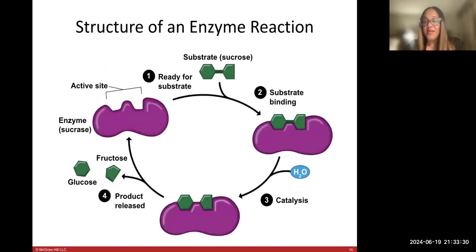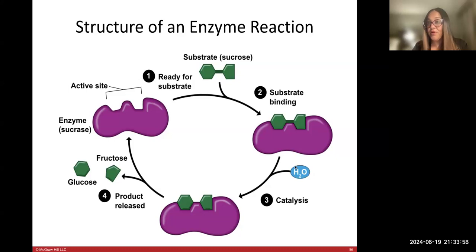So this is an example of an enzyme reaction. Number one, ready for substrate. The enzyme is the big fat purple thing. The place on the top where the substrate will fit in is called the active site. The substrate will come in; in this case, the substrate is sucrose in this example. So number two over here, the substrate and the enzyme bind in that active site.